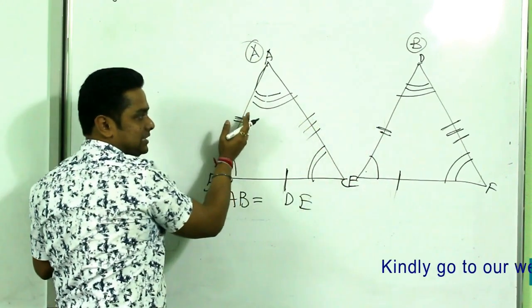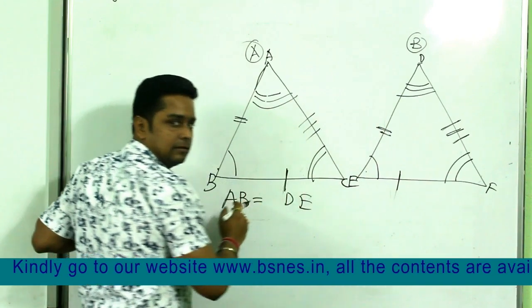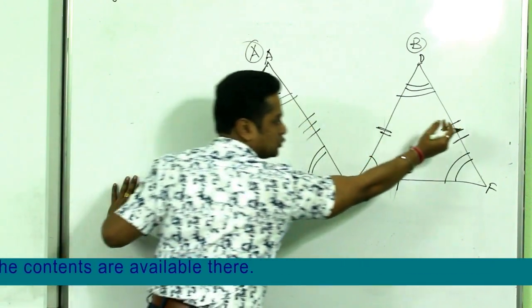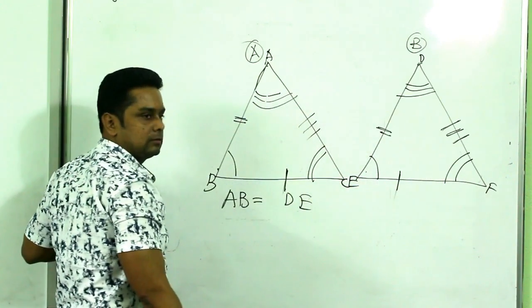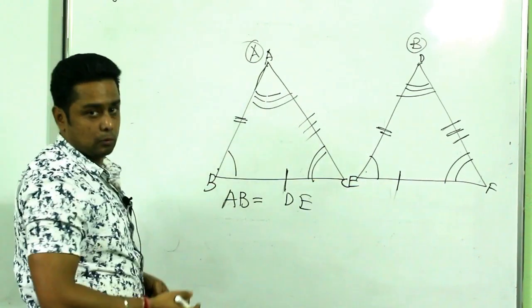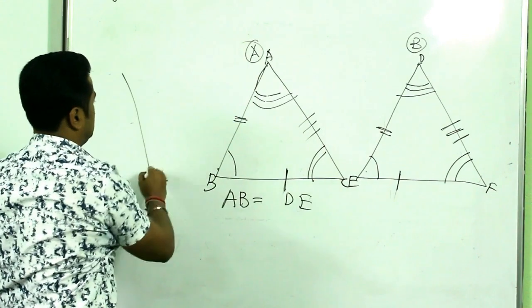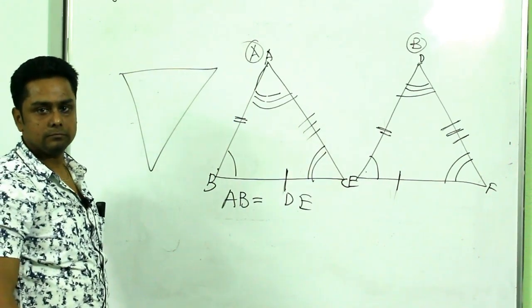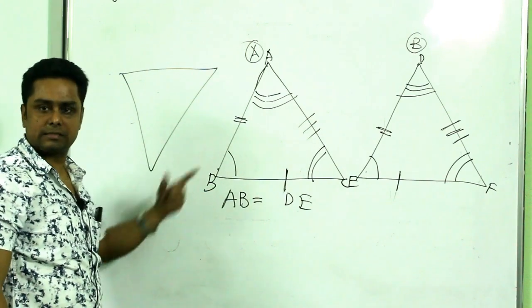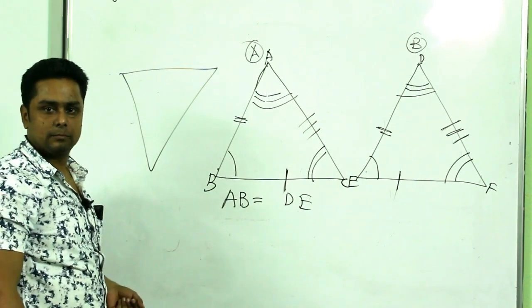See, this side corresponds to this side. This side corresponds to this side. This side corresponds to this side. You will say, sir, it is obvious only. No. Now if I do it this way, still they are similar, still they are congruent. But I change the names.